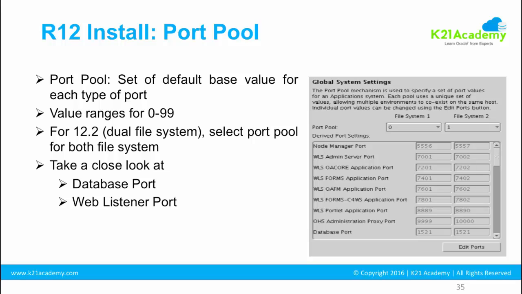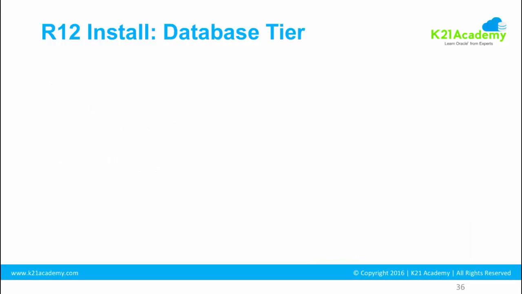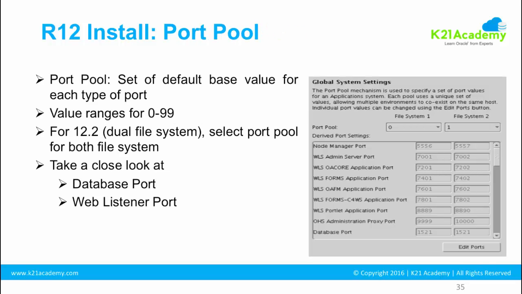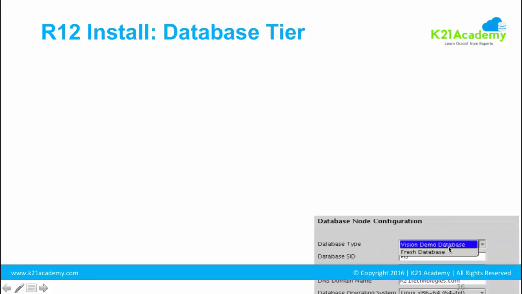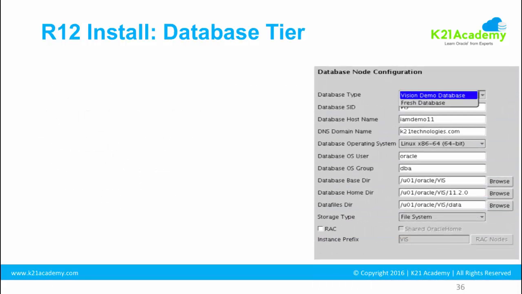Now important is database port, web listener port, and the node manager port or admin server port as well. So this is a default. You can go and edit the port number as well. So you select the port pool and click on edit port, and you can modify the port numbers. Then after defining the port pool, you go to the database node configuration.